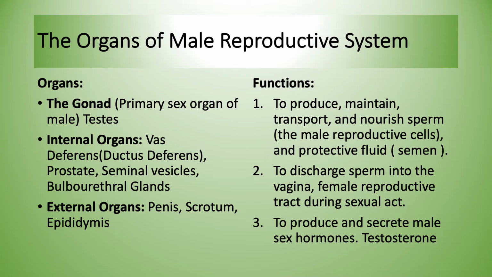What are the functions of the male reproductive system? They are the ones producing, maintaining, transporting, and nourishing the sperm and protective fluid we call semen. Discharging the sperm into the vagina is another function, of course, and producing and secreting male sex hormones, which we call testosterone, is the third and important function for the male reproductive system.